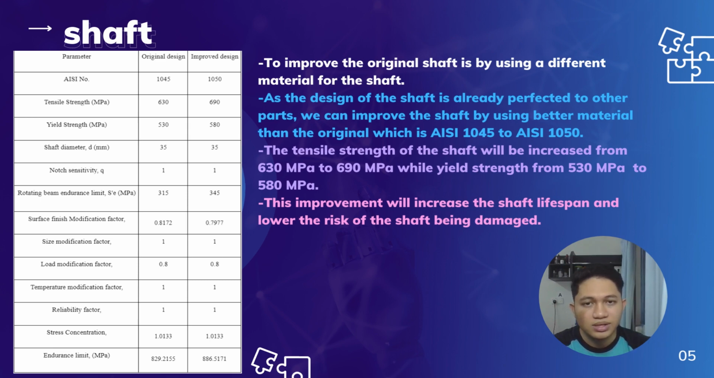So the tensile strength of the shaft will be increased from 630 MPa to 690 MPa, while yield strength from 530 MPa to 580 MPa. So this improvement will increase the shaft lifespan and lower the risk of the shaft being damaged. So we also included the comparison table of the shaft specification.